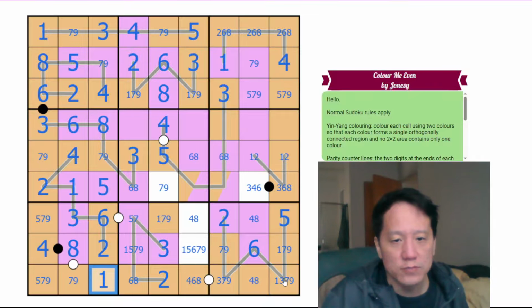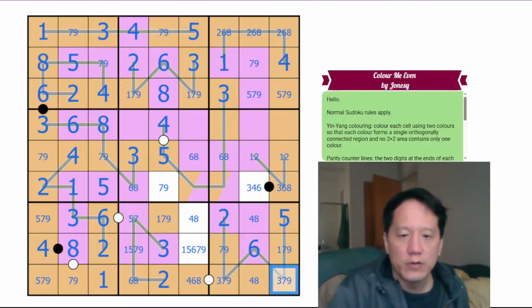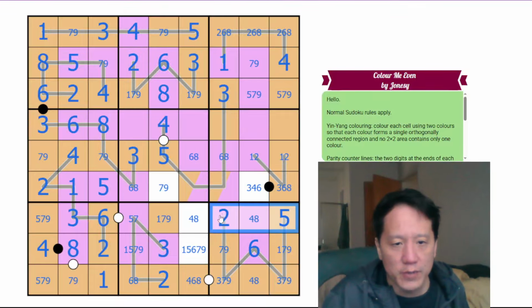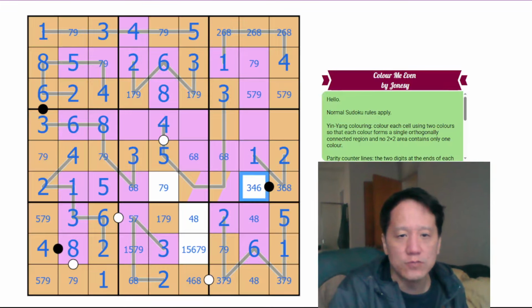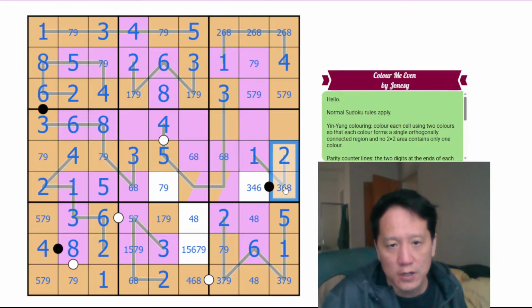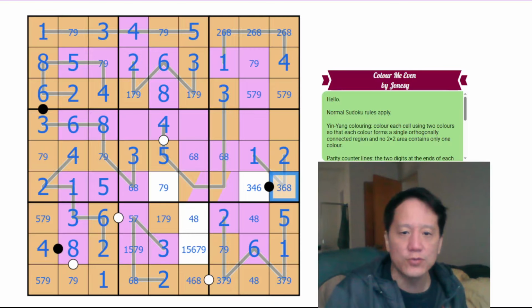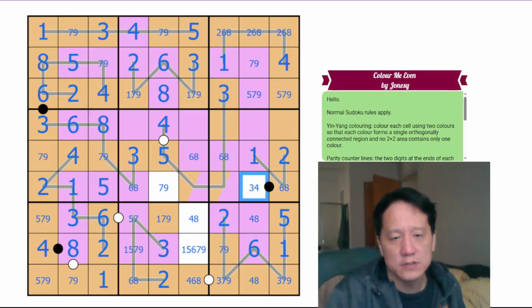1 eliminates 1 here. Where is 1 in box 9 then? It has to be here. That eliminates 1 here, so this is 2, which eliminates 2 here, so that's 1. So oranges are even, so this cannot be 3 here, which means this can't be 6.